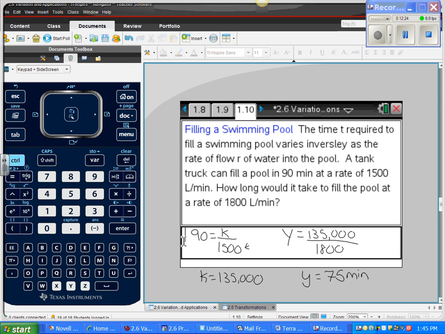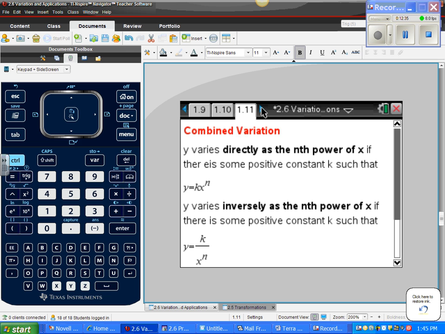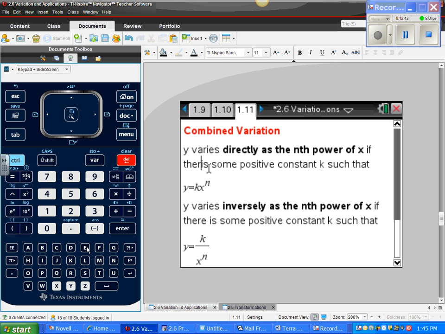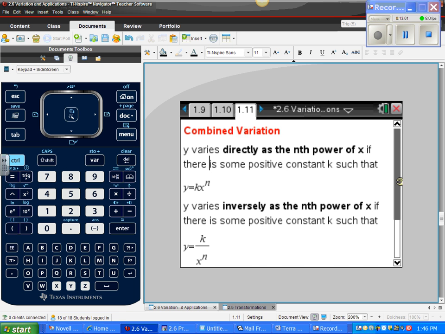Where we're going to go from there is combined variation. And this is something new. We haven't talked about this before. Okay, so y varies directly as the nth power of x if there is some positive constant k such that y equals k times x to the nth power. Y varies inversely as the nth power of x if there is some positive constant k such that y equals k over x to the nth. So there's your direct, k times x to the nth, inverse, k divided by x to the nth.